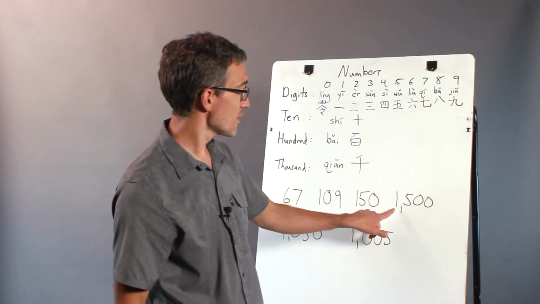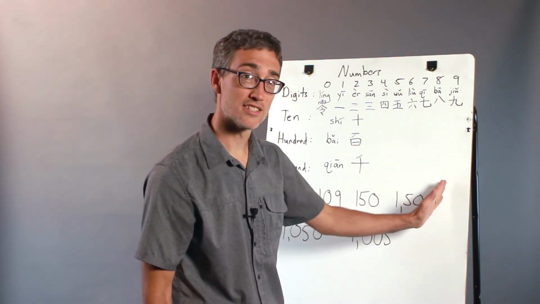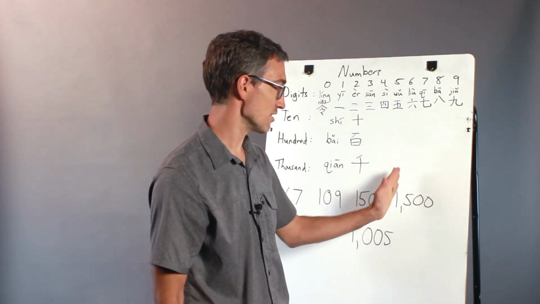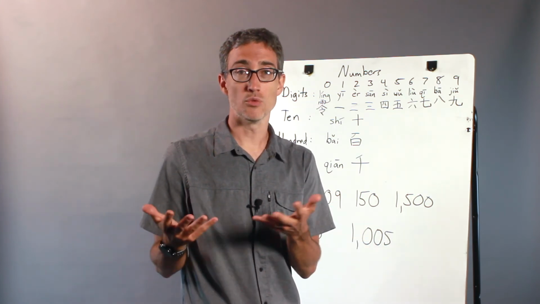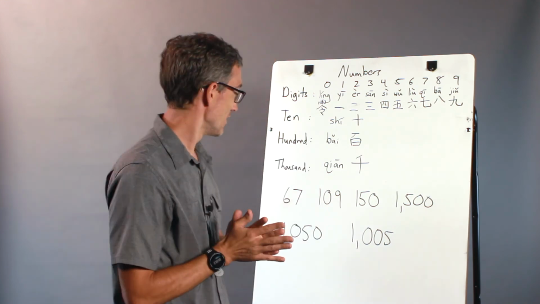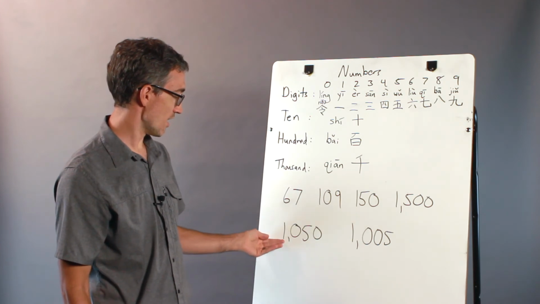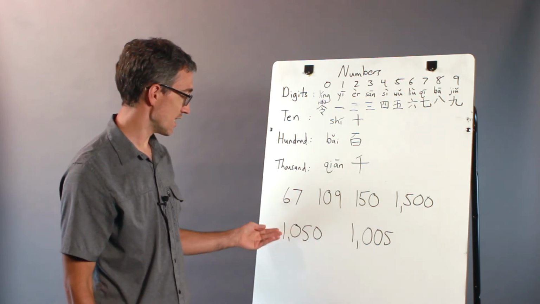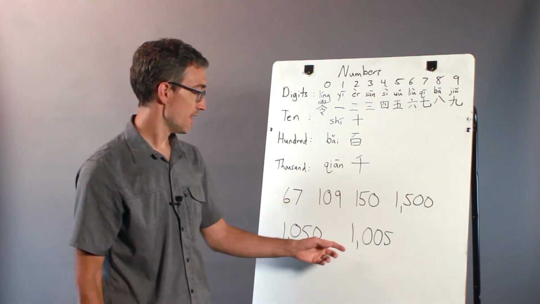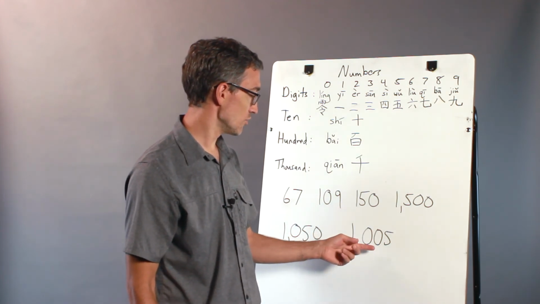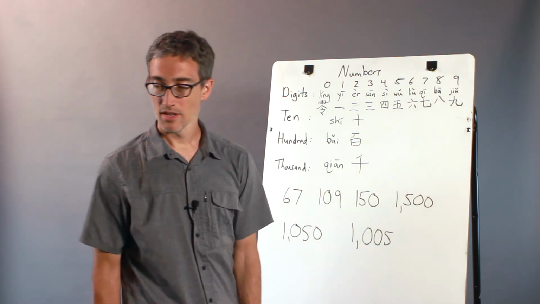So 150. Here if I say 1,500, that means it's 1,500 because it's understood that it goes from 1,000 to 500. So 1,500 would be 1,500, or you can say the whole phrase 1,500. Does that make sense? Hope so. And then I want to point out, if we want to say 1,050, we'd say 1,050, because we skipped a unit, so we have to have a ling. And then here, if we want to talk about 1,005, we'd say 1,005. So those are numbers.